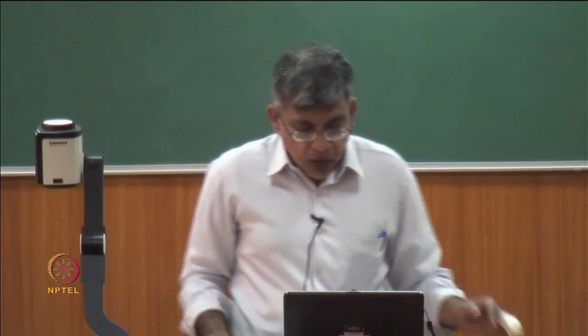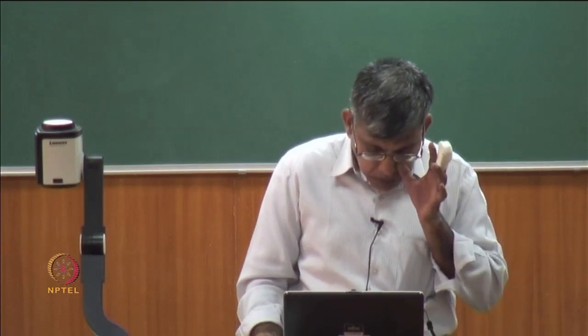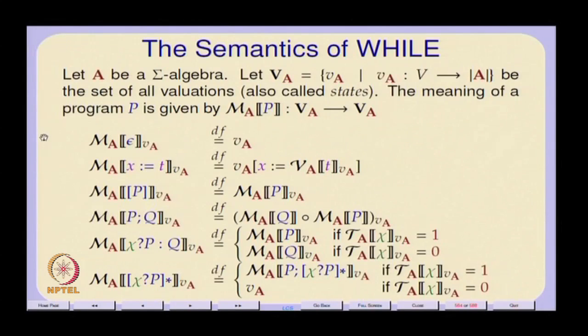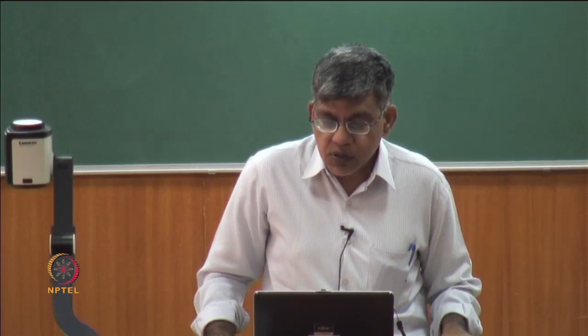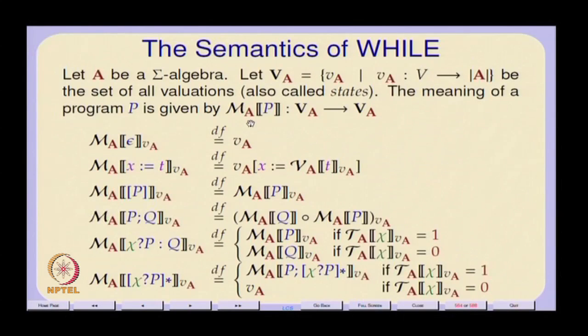Okay. So there is this notion of meaning. A program is a state transformer. A program of course is just a piece of syntax. So the meaning under some domain A of this program P is something that transforms V A to some V A prime, where V A and V A prime both belong to this bold V A, which is the set of all possible valuations of variables. These valuations are also called states.